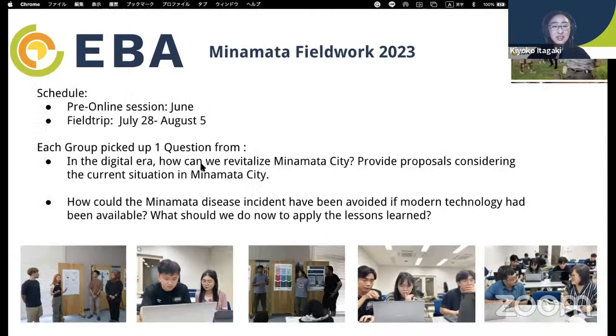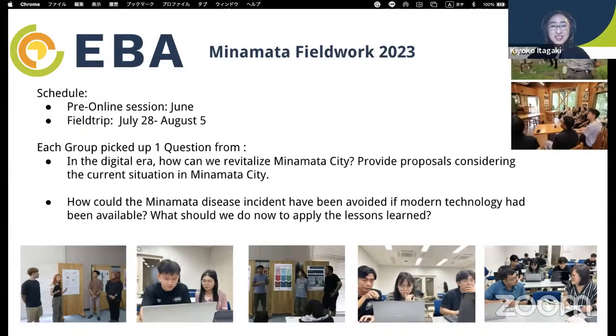On behalf of Kei Sensei, who led this Minamata Fieldwork, we had the Minamata Fieldwork at the end of July. Prior to that, we had an online session in June, and the field trip period was from July 28th to August 5th.